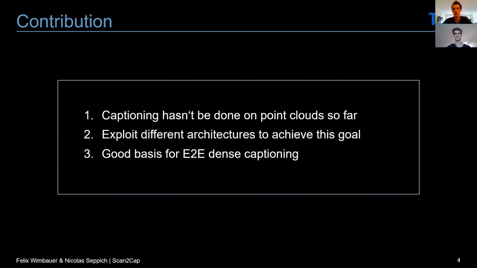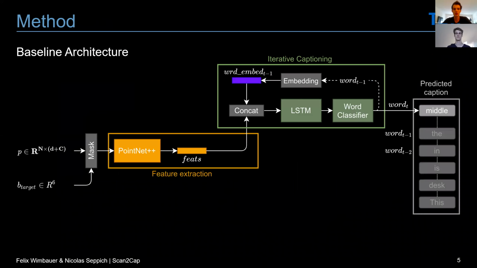So to wrap this up, this is our contribution. First, we are pioneering the task of captioning on point clouds to the best of our knowledge. And second, to achieve this, we want to test and exploit different components set up in our pipeline. Finally, the project is a good basis for end-to-end dense captioning. So how do we achieve these goals? Therefore, we have set up 3 pipelines based on each other.